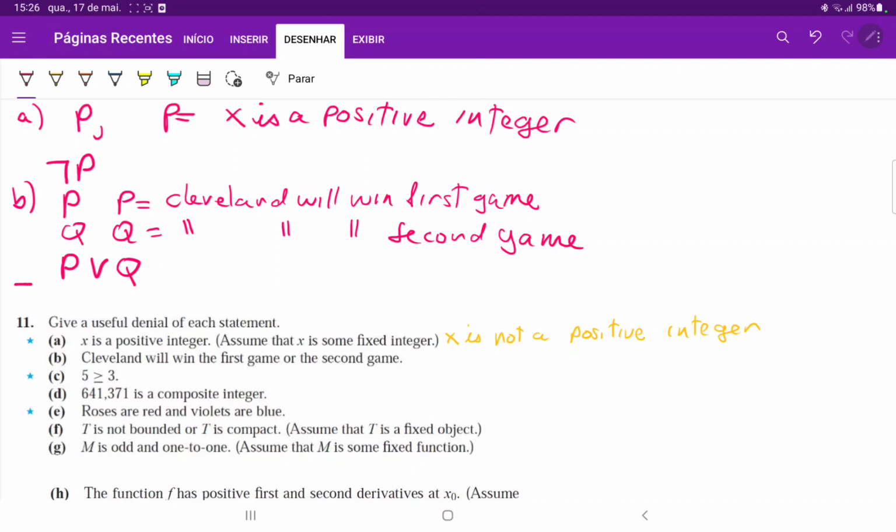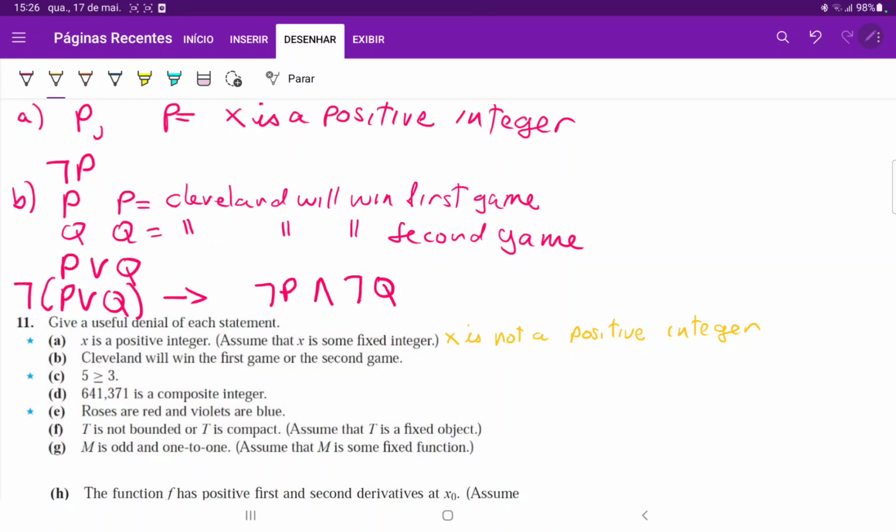So when I deny this, I have the denial of P or Q. And now we just have to remember De Morgan's laws, right? Please don't think that this is equal to not P or not Q. That is not the case. So using De Morgan's law, this is equal to not P and not Q. So not P means Cleveland will not win the first game, and not Q, Cleveland will not win the second game.